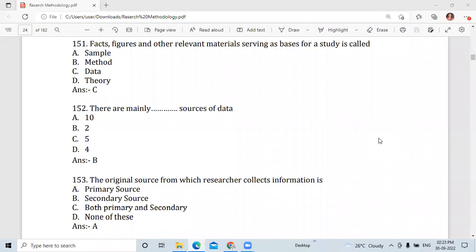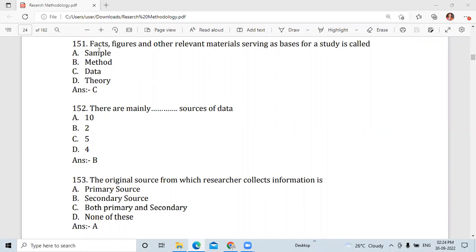Hi everyone. In the last class, we discussed MCQs on research methodology. Now in this video, we shall discuss 50 MCQs. In each video, I am discussing research methodology MCQ questions with answers.